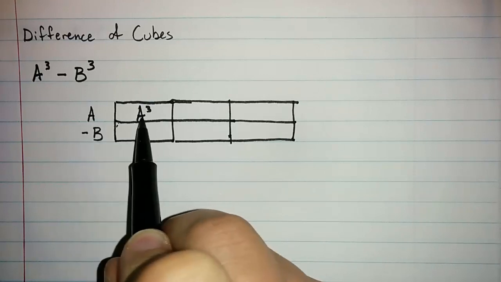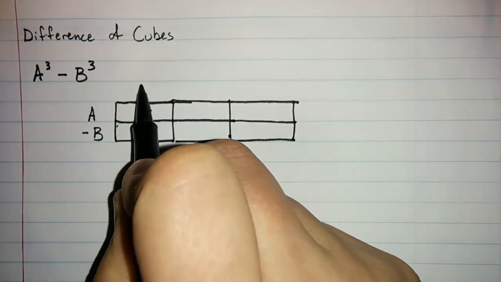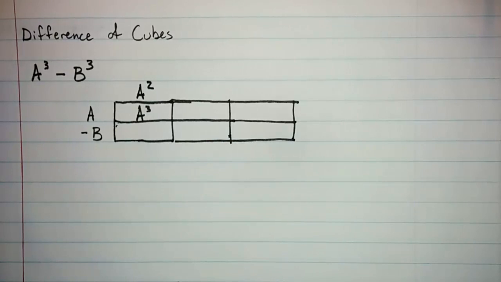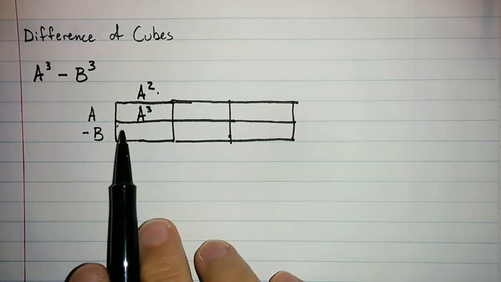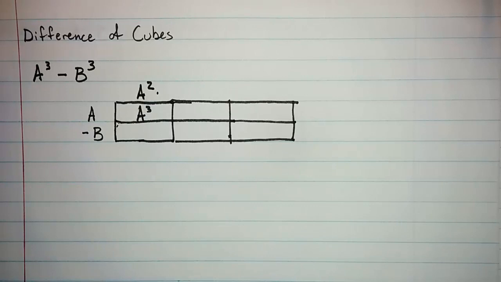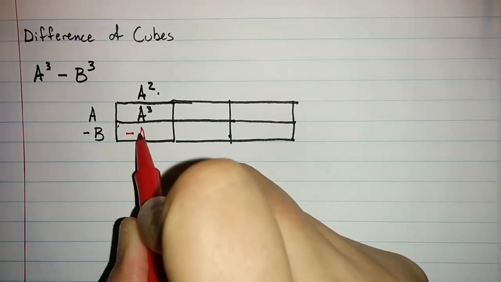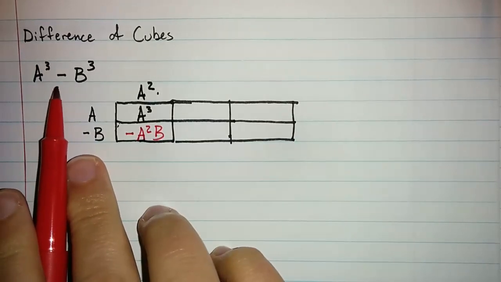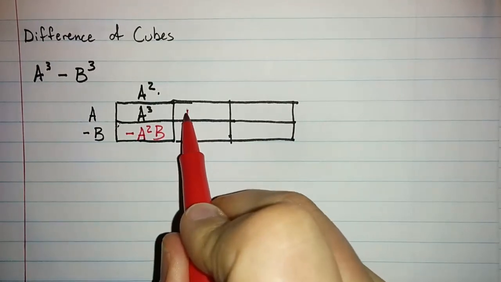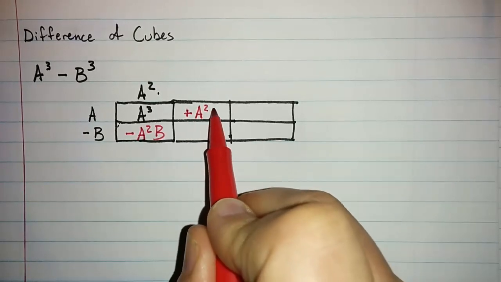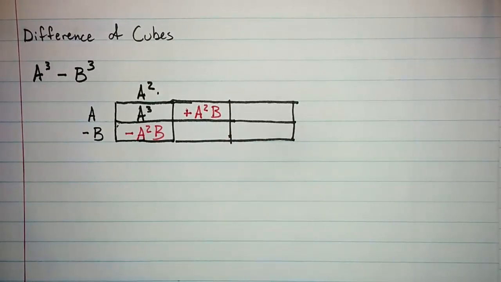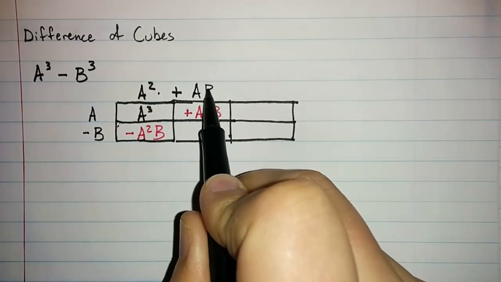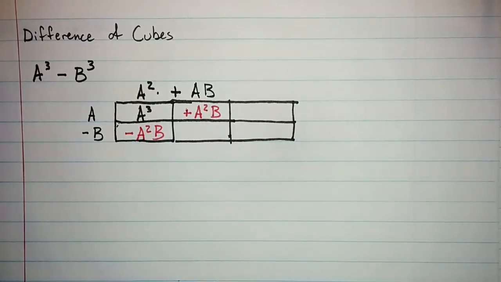A times what is a cubed? A times a squared is going to be a cubed. But then what goes in this box? A negative a squared times b. We don't see any a squared times b here, so we must have a positive a squared times b up here. What times a gives me a squared b? Well, ab times a gives me a squared b.